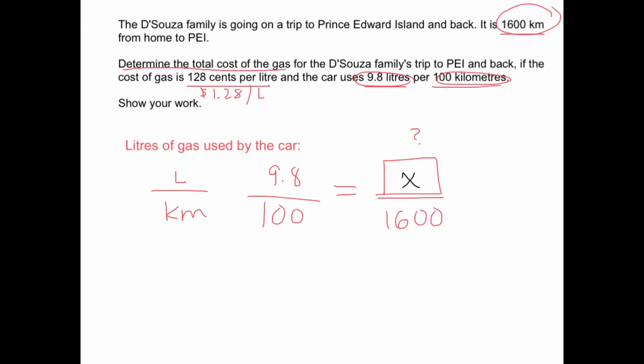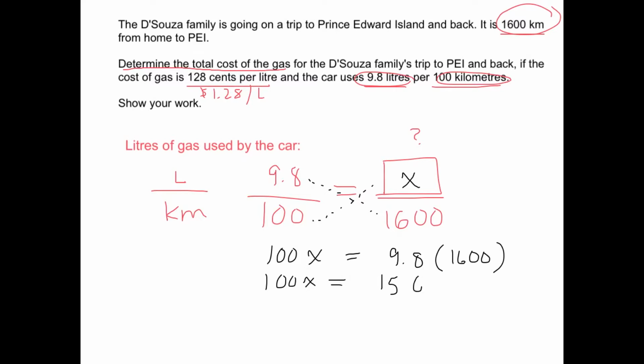Now, in today's lesson, I'm going to show you two methods of solving a proportion. The first method we're going to do is by finding the cross product. So we're going to cross multiply. I need to multiply 100 times X and 9.8 times 1,600. So this will be written as 100X is equal to 9.8 multiplied by 1,600. So let's simplify the right side. 100X equals 15,680. How do I solve for X?